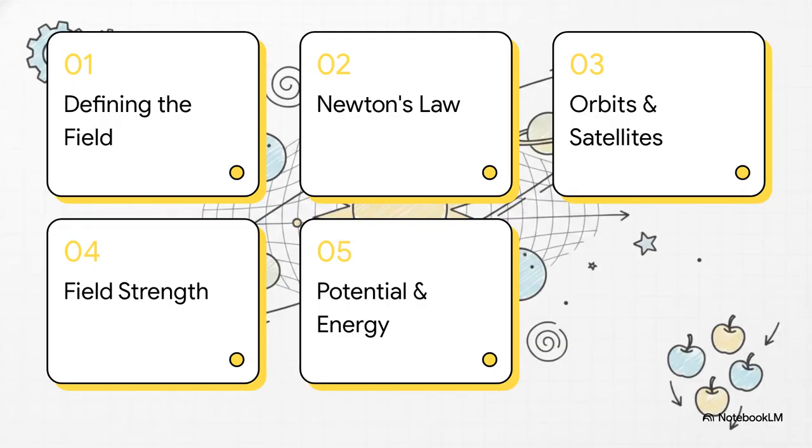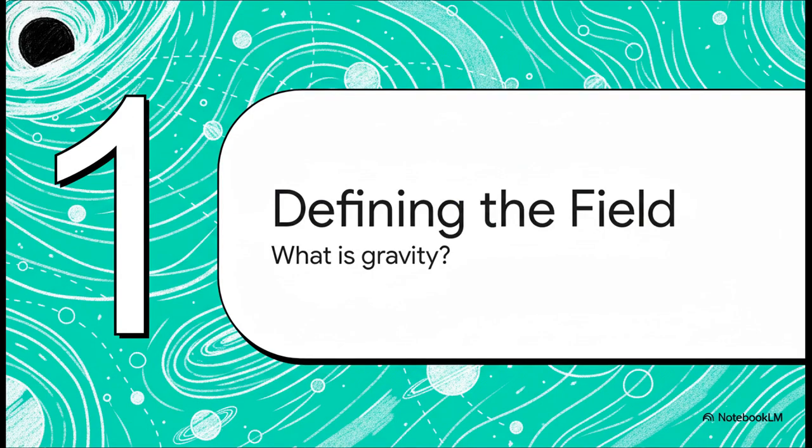To get a handle on all this, here is our roadmap for the explainer. We'll start by defining the gravitational field, move on to Newton's law of gravitation, check out orbits and geostationary satellites, dive into gravitational field strength, and wrap up with potential and potential energy. Let's get to it. Section 1.